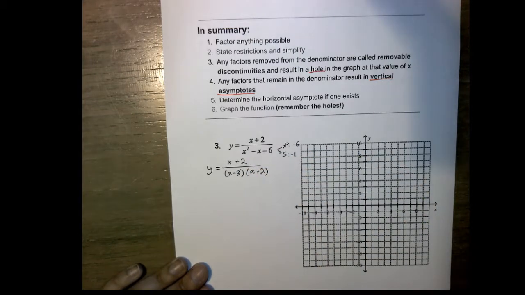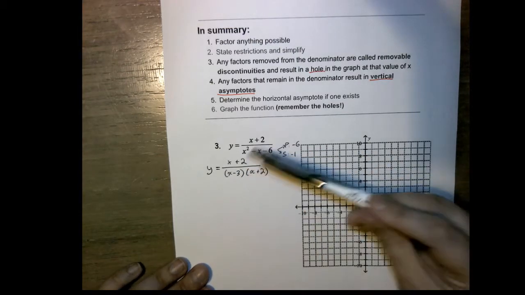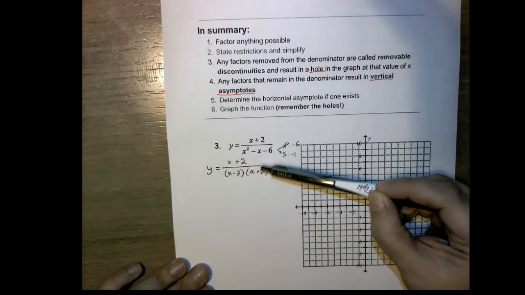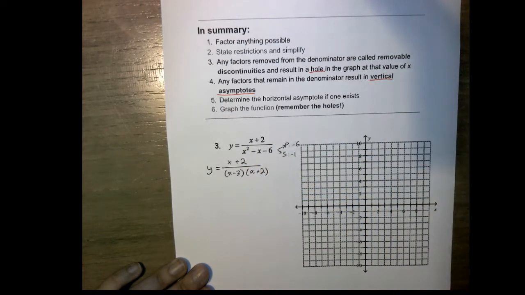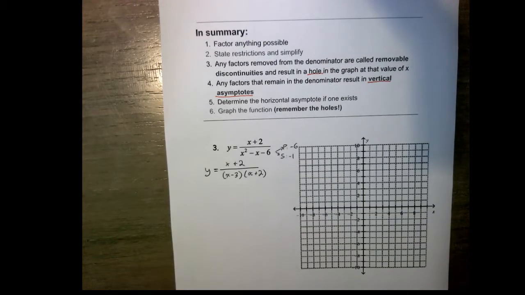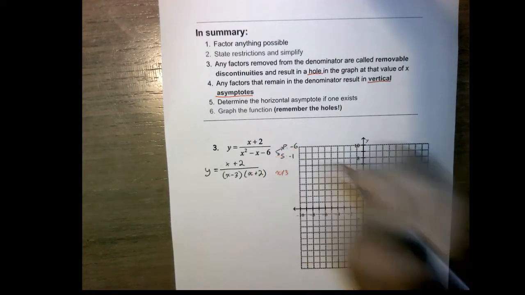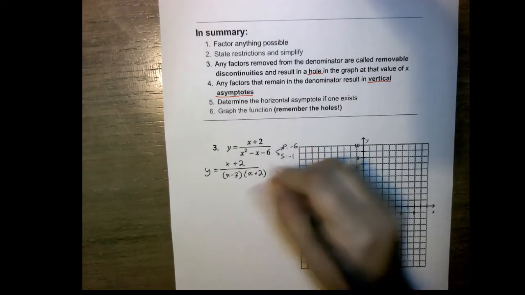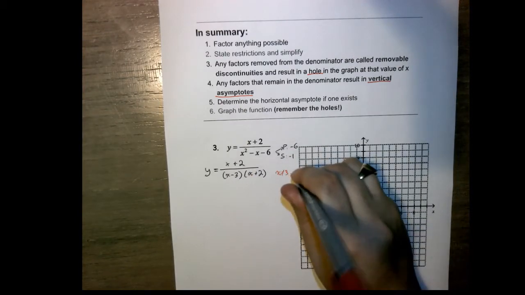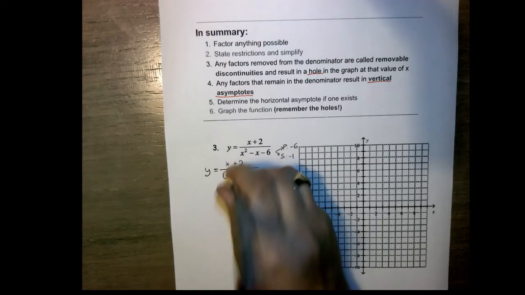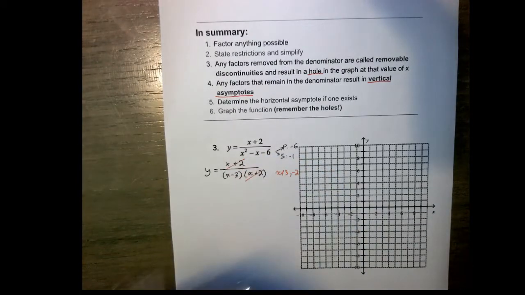Well, lo and behold, it looks like I do have a factor that can be canceled from the top to the bottom. But as I'm doing that, let's not forget to actually write down those restrictions. So I have one restriction at x equals 3. X cannot equal 3, and x cannot equal negative 2 from here, right? So now I can go ahead and cancel that out.